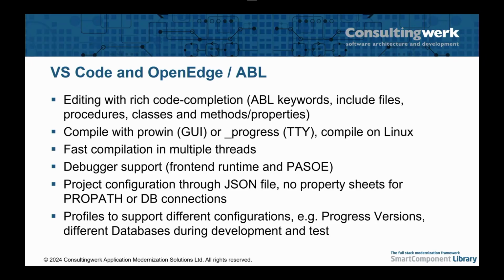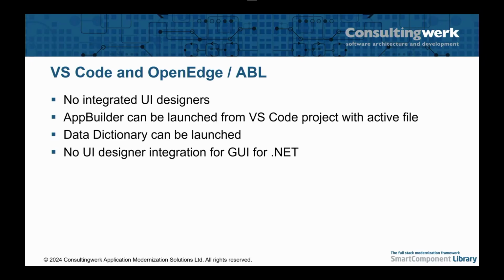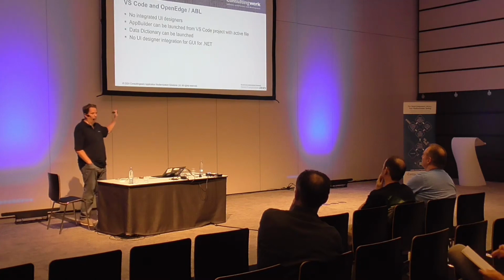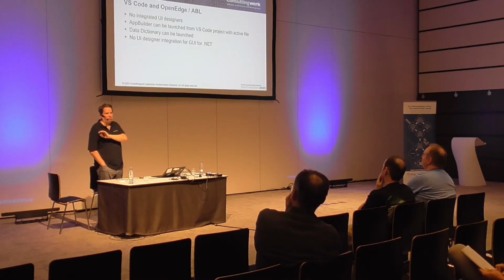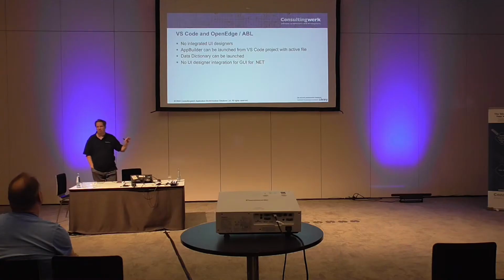Yeah, you get editing with rich code completion, compile against both runtimes. I'm going to speed up a little bit to get to the other things. Limitations: there's no concept of any UI designer integrated. So there's no idea of embedding the app builder into VS Code like the app builder is embedded into Progress Developer Studio. You can launch the app builder from there, and if you open a .w file in VS Code and then use a command to launch the app builder, it will open exactly that file. And when you then make changes in the app builder and save it, VS Code will immediately show the changes there, but there's no embedded graphical designer.